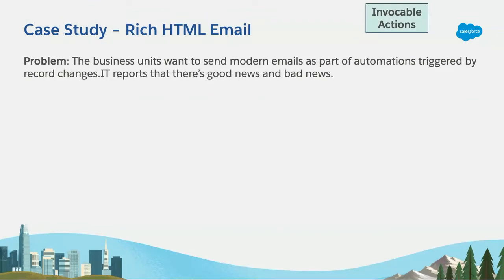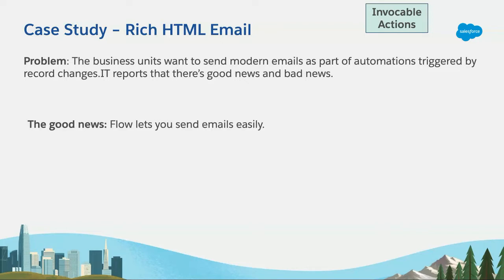Okay, so let's look at an example. Rich HTML email. The business units want to send email that they consider to be normal email. They want it to have formatting. They want to be able to attach things to it. They'd like to be able to use the two different kinds of Salesforce email templates to do this. This is not an unreasonable business request.